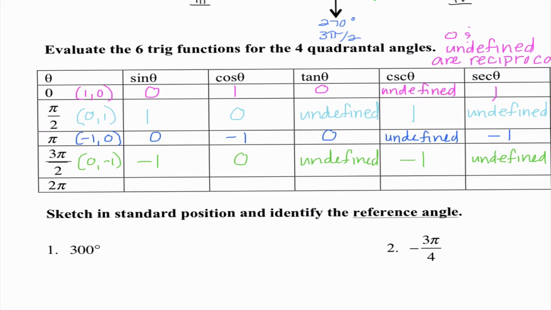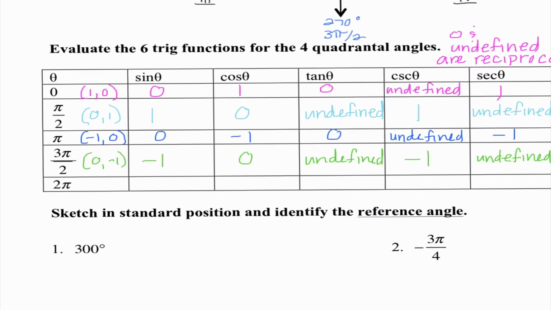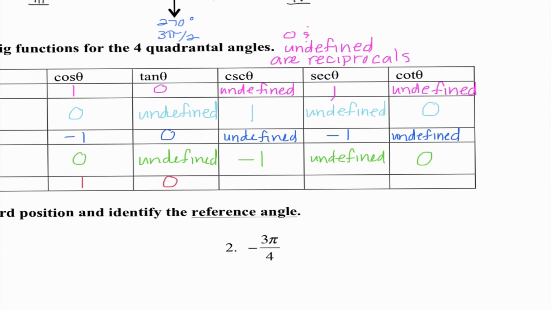Last but not least, okay, I have 2 pi here. We know 2 pi is the same exact thing as 0 because it's a full circle. We call those coterminal angles. So guess what? The ordered pair is (1, 0), and all these values are the same. So I'm going to say it's 0, 1, 0, undefined, 1, and undefined.